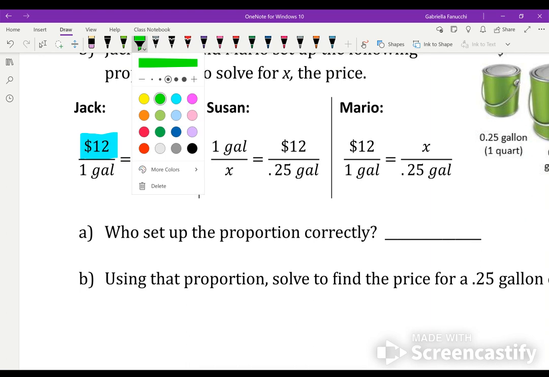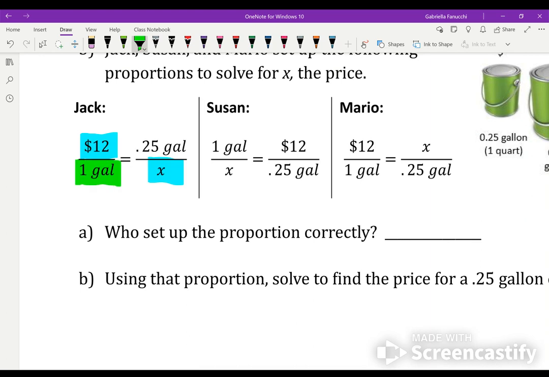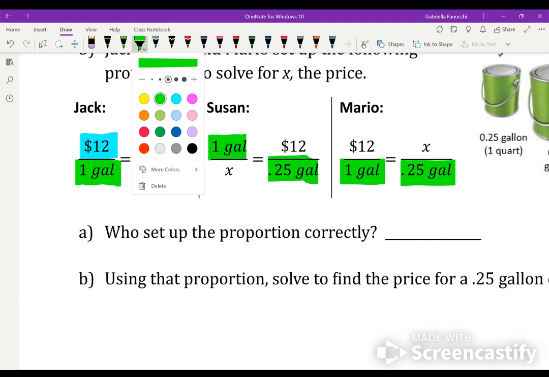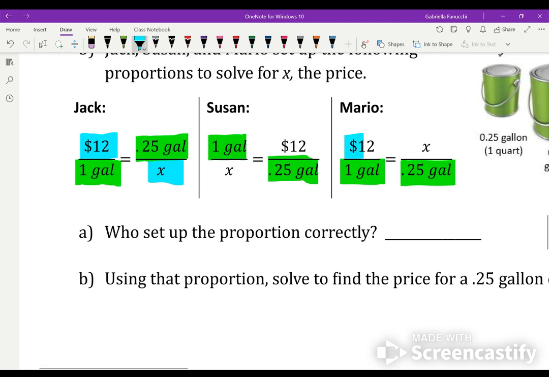Same thing with the gallon. If I was just to look at the gallons, they need to be side by side, and they're across, which is not good. Same thing right here. They're across. That's not good. Bless you. If I look here, those are side to side. So that's good. And then we have money, money. That is also good. So Mario set it up correctly.